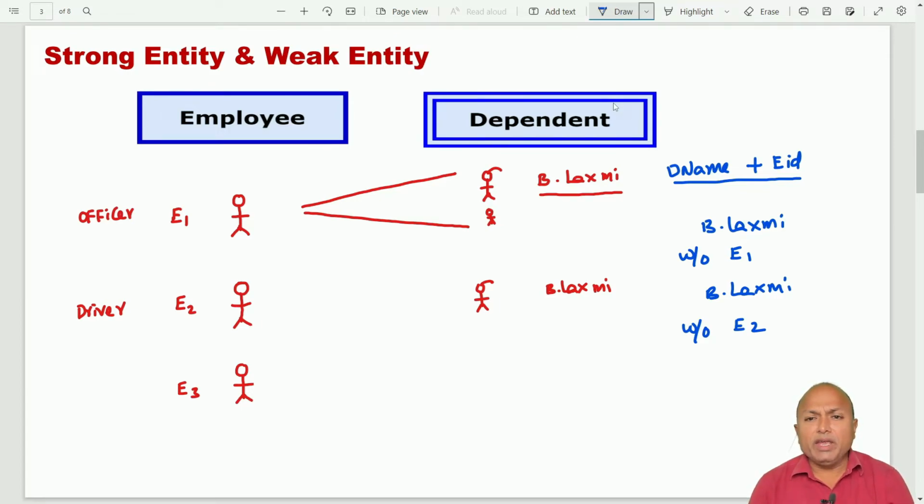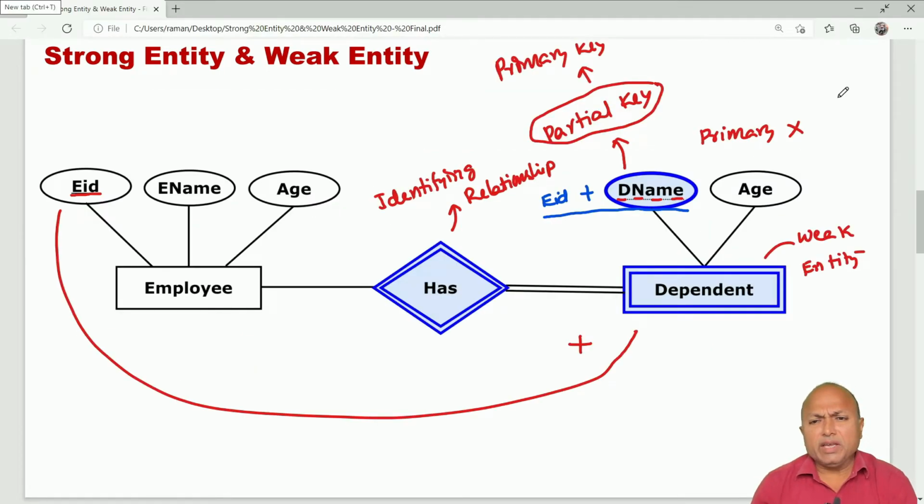This is the way you identify the dependent: by adding the primary key of the strong entity to the partial key of the weak entity, so that you can generate a primary key for the weak entity, and identify the dependents individually. Okay, I think you understood these concepts. Then in this diagram we'll concentrate on another part, that is the participation constraint.